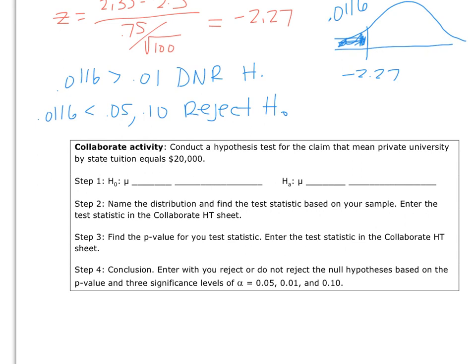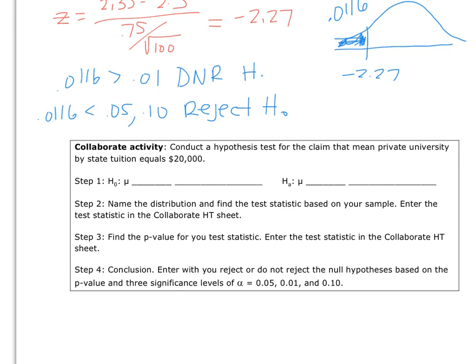You want to conduct a hypothesis test for the claim that mean private university by state tuition equals 200,000, for the sample that you had from last time for confidence intervals. There's a new collaborate sheet posted. This time you'll want to just follow these steps.